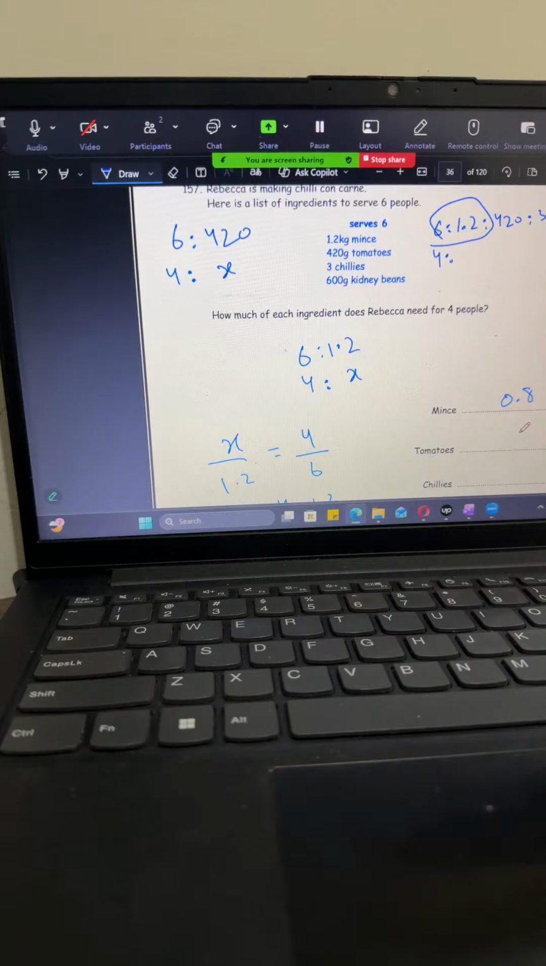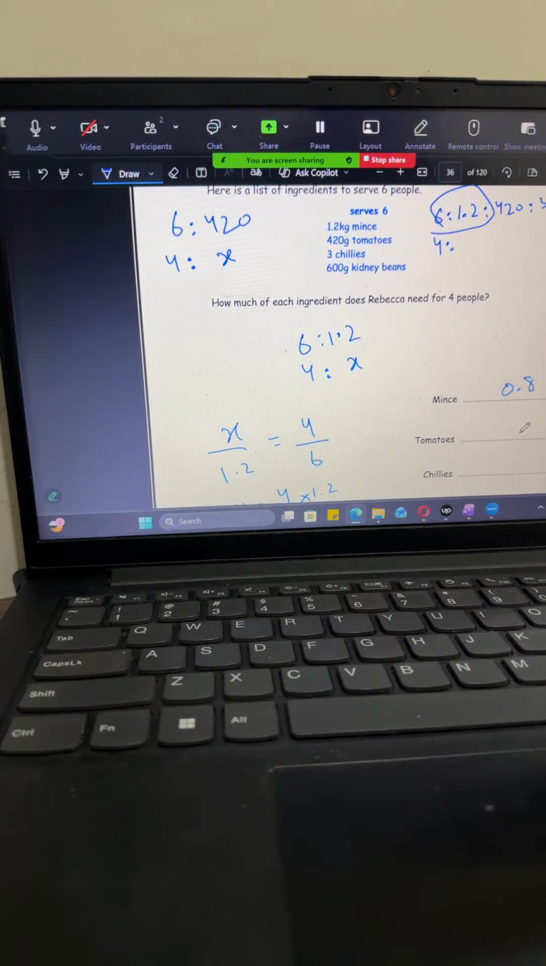So you did x divided by 420 into 4, divide is equals to? So what I did was 4 over 6 times 420. You are right. It's 280, right? Yeah. Okay, go ahead.